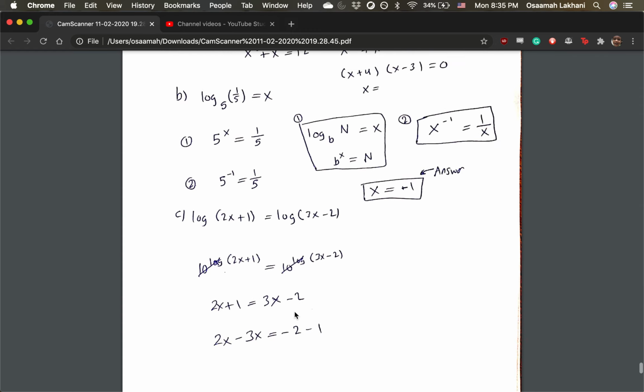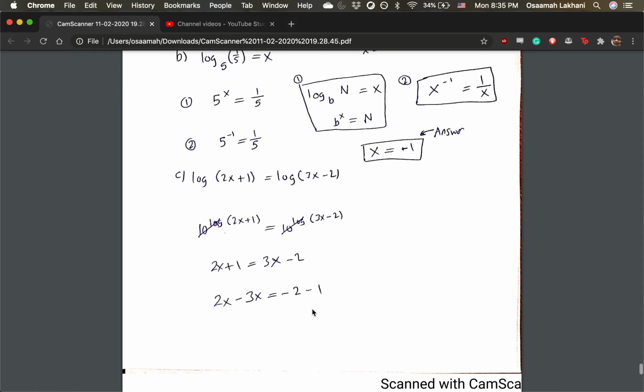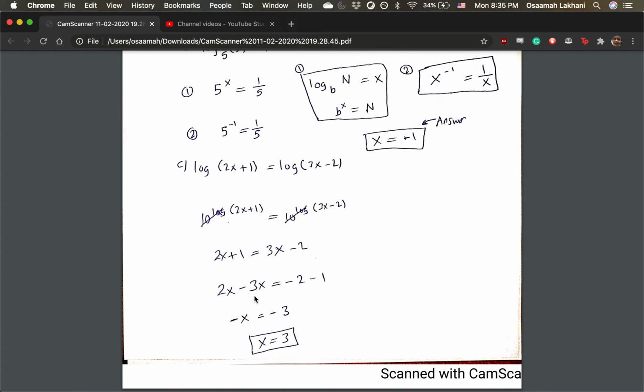So 2x minus 3x is equal to negative 2 minus 1. And so 2x minus 3x is just negative x. And then negative 2 minus 1 is just negative 3. And so that just means x is equal to 3. And that's it for that question.